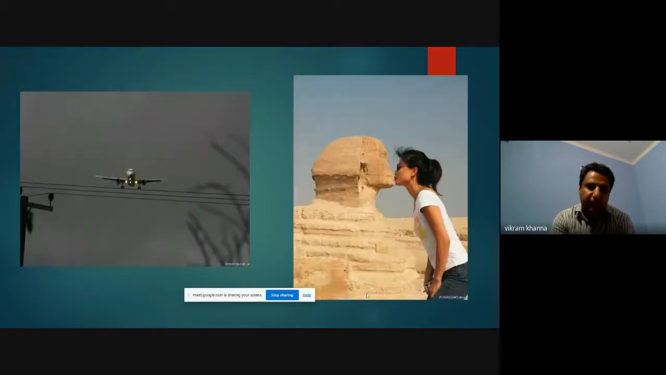See, in an image you are looking at, it seems as if the plane is touching the wires, but in reality it is not so. Same thing, the beautiful woman is kissing the phoenix, but if that is possible, then there might be some flaw or error.